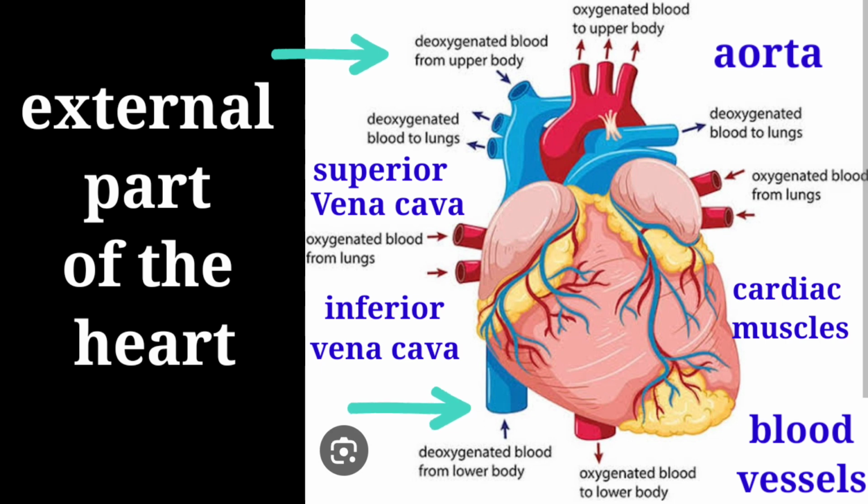Now, take note that this has no oxygen. What is carried here is the carbon dioxide, which is coming from the body. Now, this carbon dioxide is transported to the lungs. So, that is the function of the vena cava.